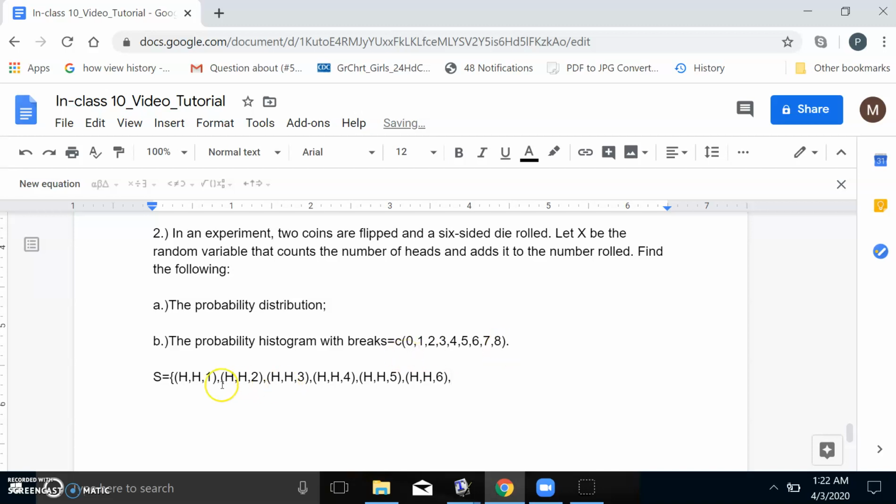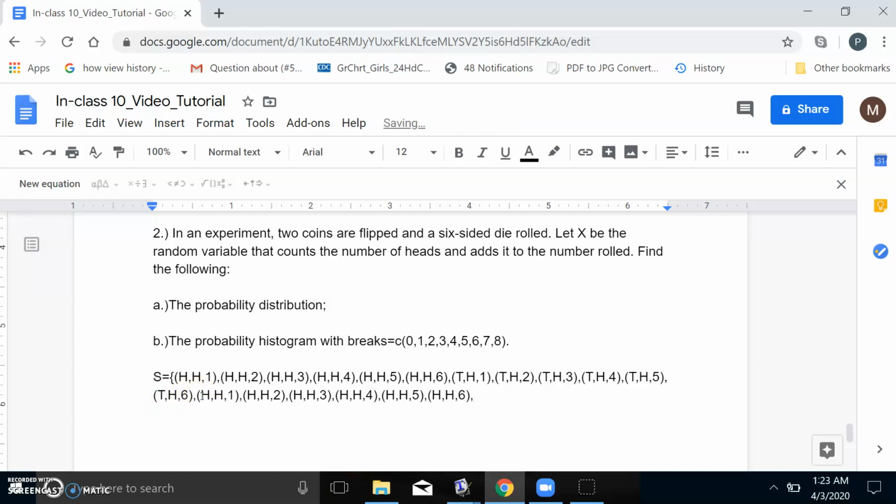Okay, then let's repeat this and change around a bit. Next we could have, say, tails, heads, 1, tails, heads, 2, tails, heads, 3, tails, heads, 4, tails, heads, 5, tails, heads, 6. We're halfway there.